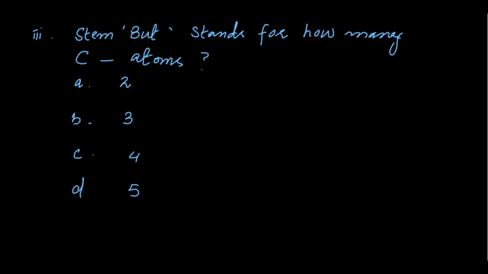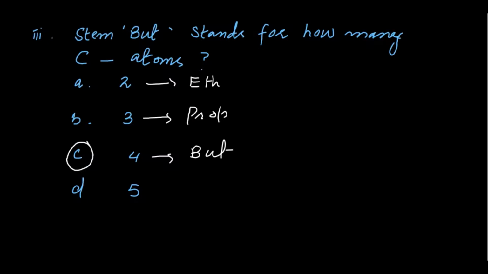Eth is used when 2 carbon atoms are present in the given organic compound. Eth is used as the stem. If 3 carbon atoms are present in the given organic compound, then we use the stem prop. If 4 are present, then we use the stem but. It means option number C is correct.